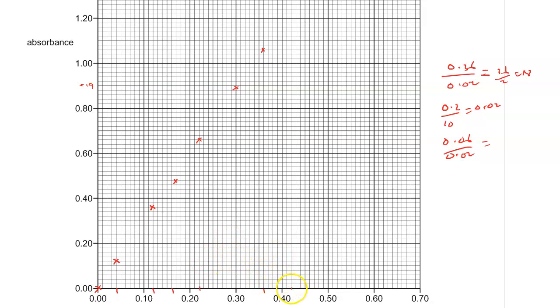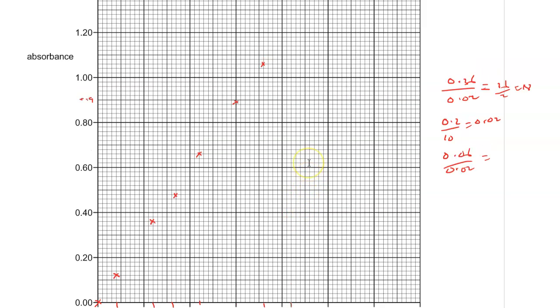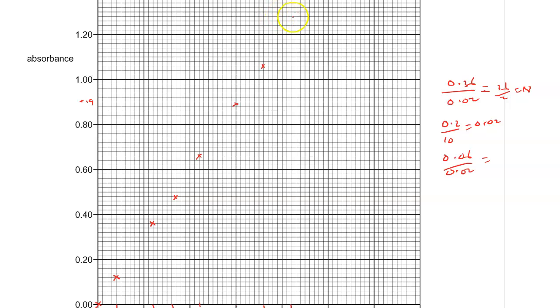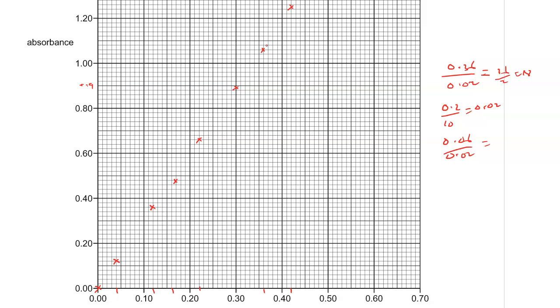0.42. 0.42 is right here. Then 1.25. 1.25 is here. Now this is 1.3. So 1.25 is in between here. 2.5 is in between there. Very good.